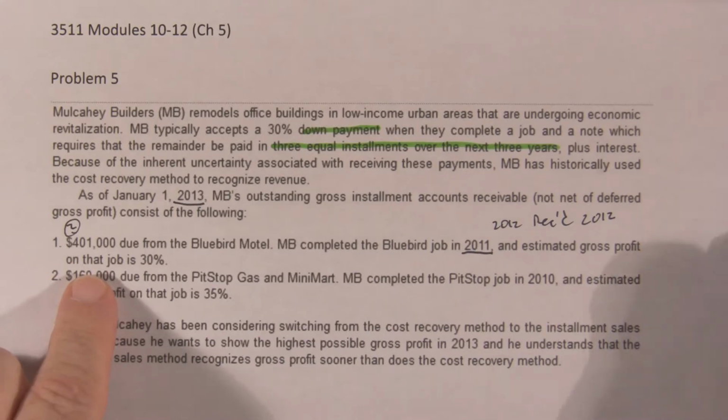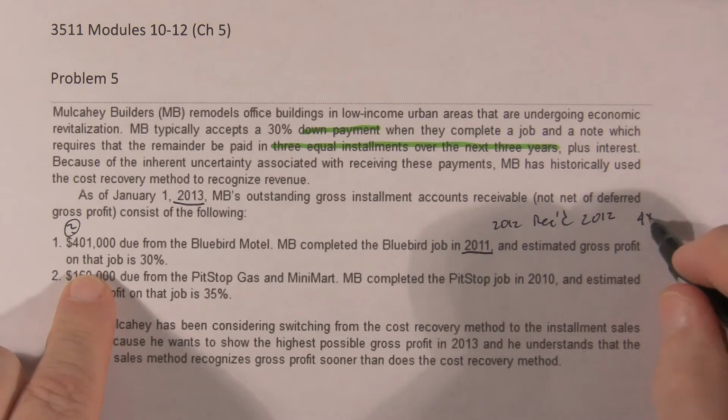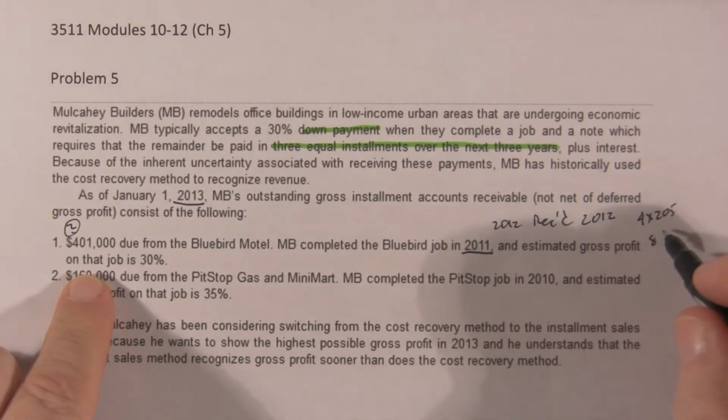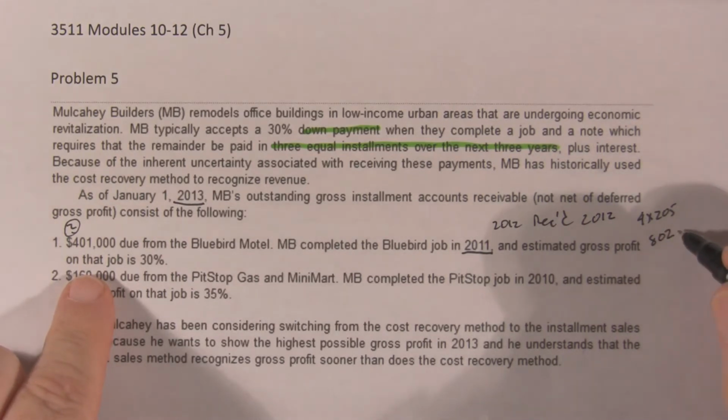And those 2 payments left are $401. That implies that there are 4 payments of $205,000, or a total, what's that work out to? $802,000, right? $802,000 for the total. That's the total cost of the job. Now, of that $802,000, 30% of that is profit, therefore we need to, they're thinking about cost recovery. So 70% of that is costs.